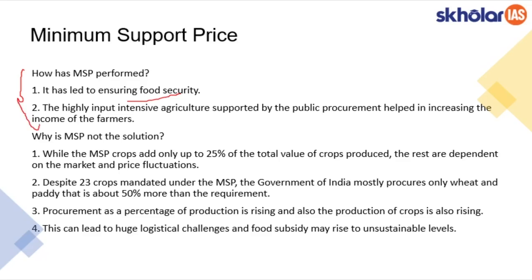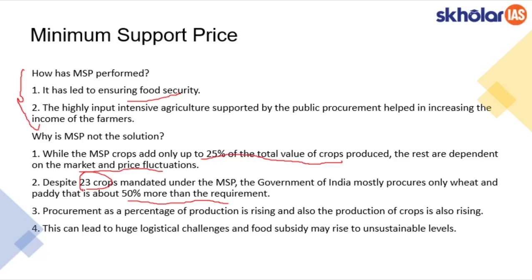But despite these benefits, there are certain drawbacks, and MSP cannot act as a long-term solution. There are 23 crops in the MSP list, and these crops make up only 25% of the total value of crops produced, and the rest depend on the market price and are subject to price fluctuations. And next, out of these 23 crops, heavy procurement happens in wheat and rice, and the amount of procurement is so high that it is 50% more than the actual requirement of those food grains. So it is skewed towards wheat and rice only.